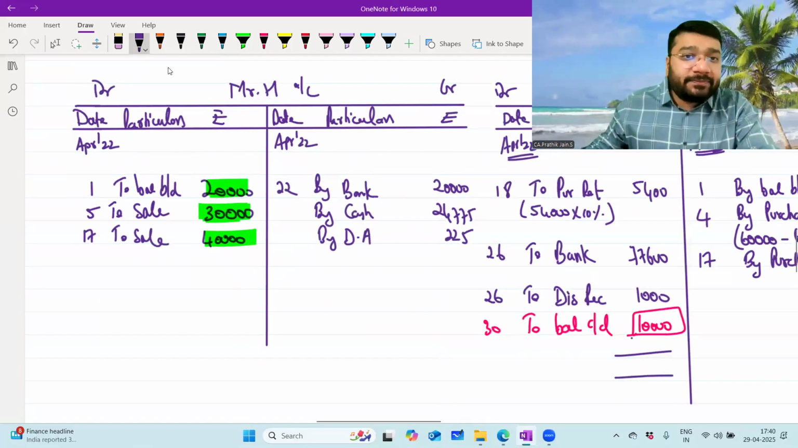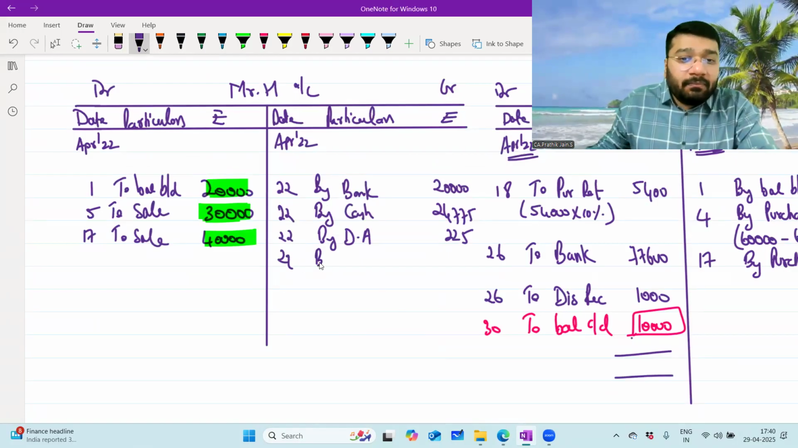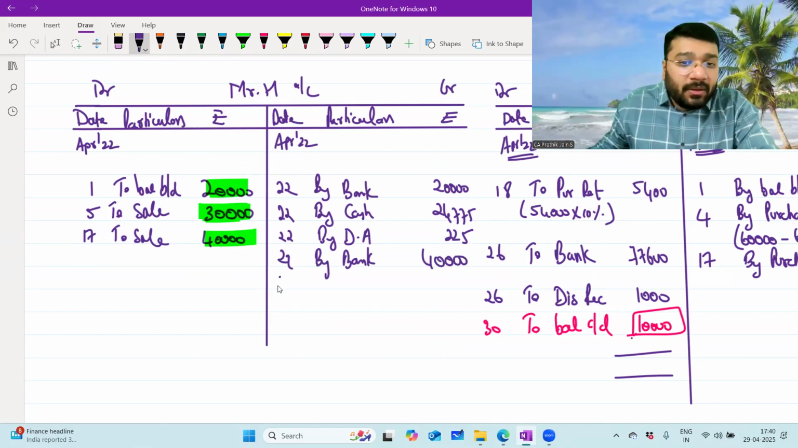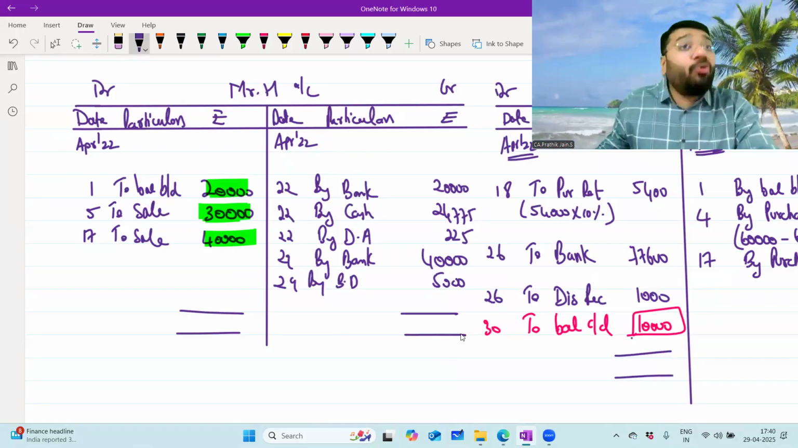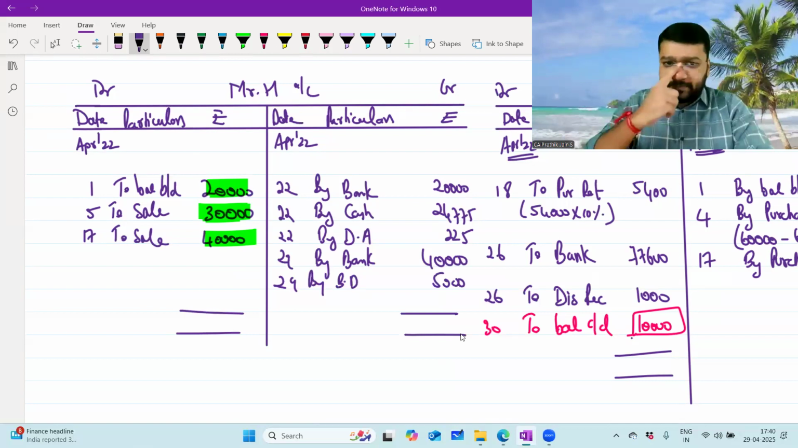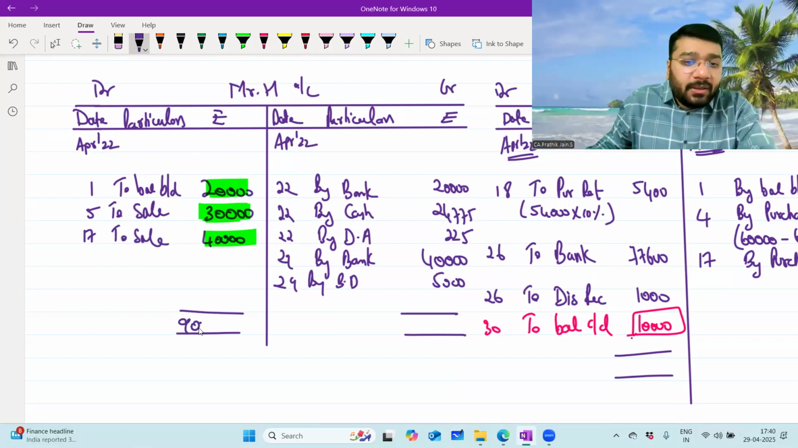On 29th, correct? By bank, how much? 40,000. On 29th, by bad debt, how much? 5,000. The ledger will now automatically close. There'll be no balance. Everything is closed. Total is how much? 90,000, 90,000.